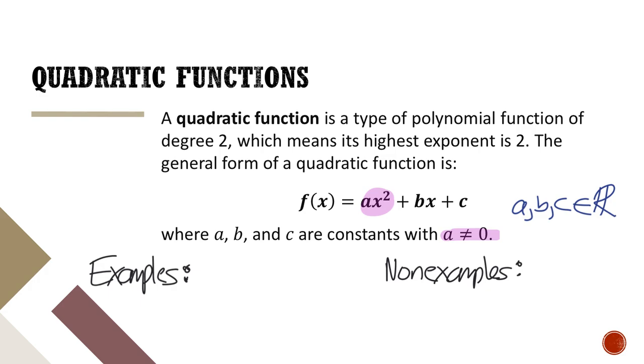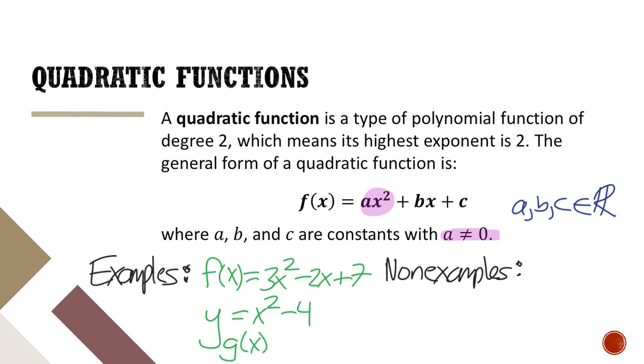Examples of what it looks like, well, we could have f of x is equal to, let's say, 3x squared minus 2x plus 7. We could also do y is equal to just x squared minus 4. That works. We could do g of x is equal to just 2x squared plus 3x. Or we could just have y equals x squared or something like that.